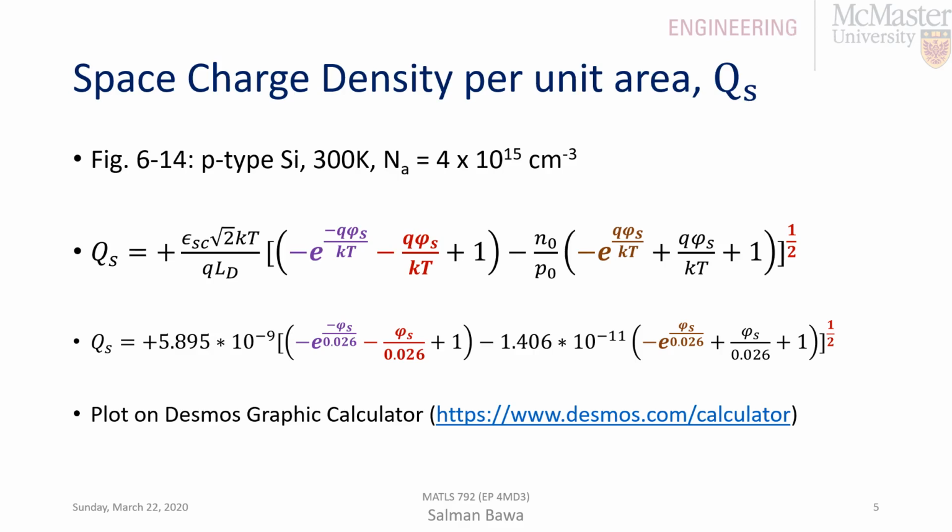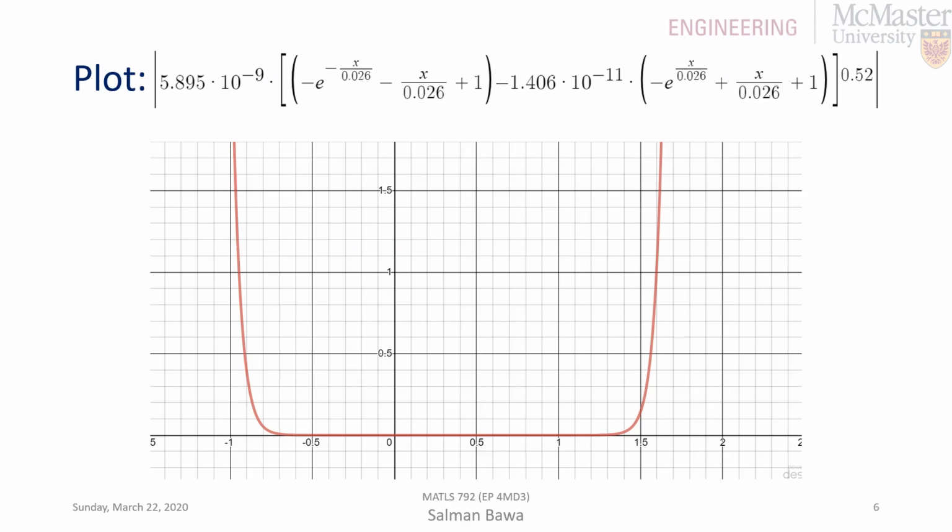Plugging in the values of p-type silicon at 300 Kelvin with doping concentration N sub A equals 4 times 10 to the power 15 per centimeter cube, we get the final expression on this slide, which we can plot online using the MOS calculator, such that phi sub s is the x-axis and Q sub S is the y-axis. So here is our plot.